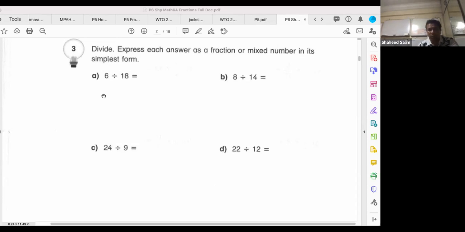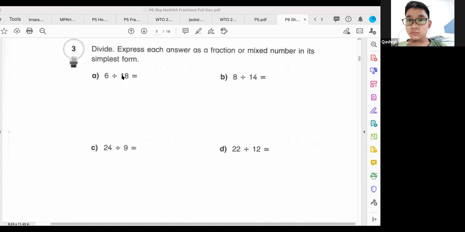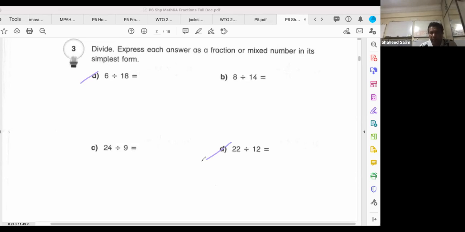Okay, can you try this? Question number 3. Do A and D first. If you finish, do C and D. A and D. Just give me a moment.